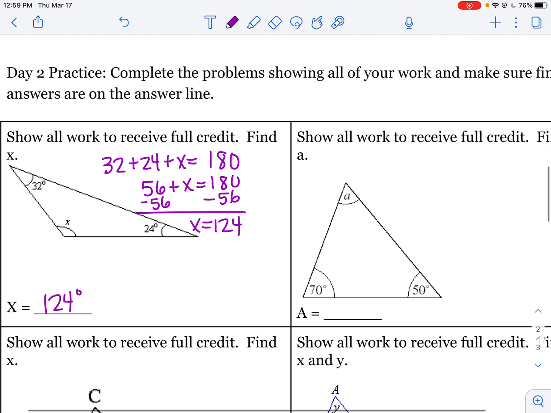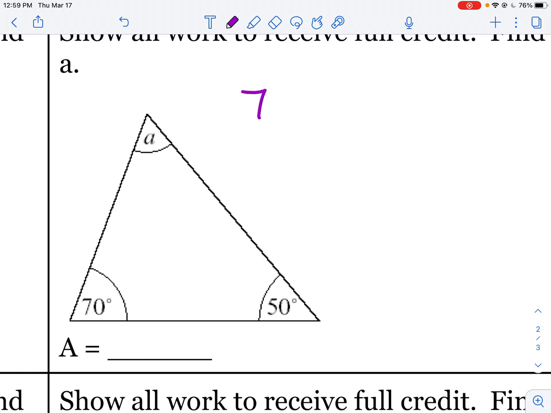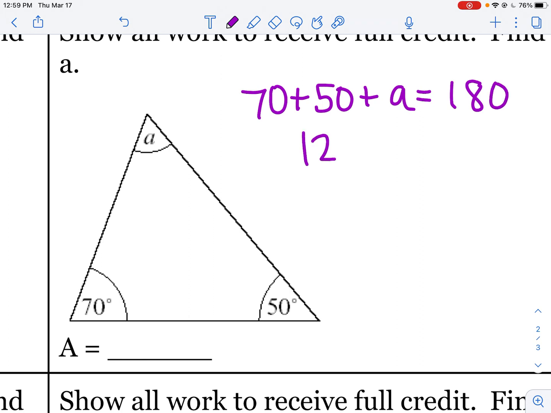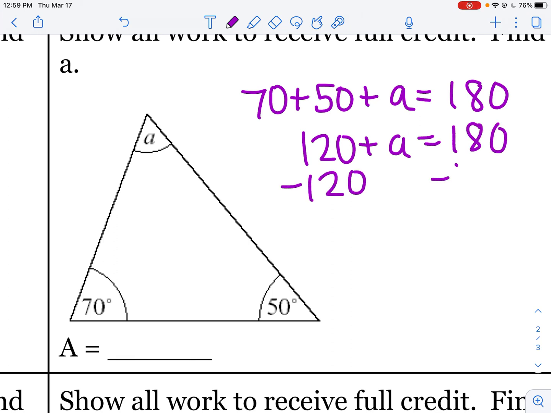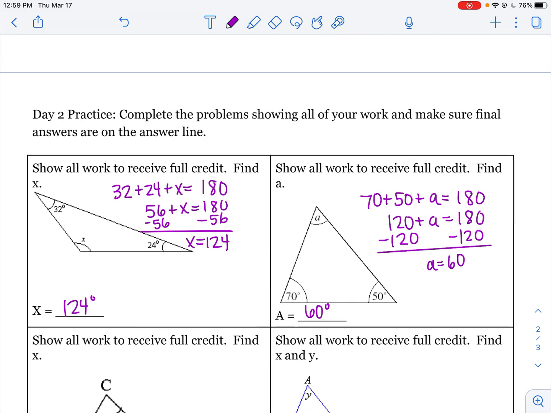All right, going on to the second one, we're finding the measure of angle A. So 70 plus 50 plus A equals 180 degrees. And 70 plus 50 is 120. You combine those like terms, subtract your 120 from both sides, and you get A is equal to 60 degrees.